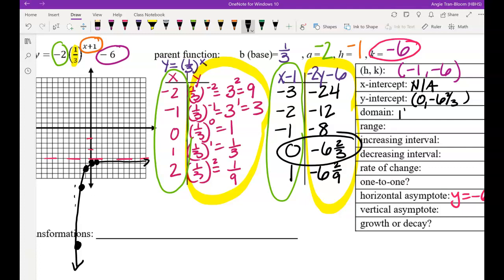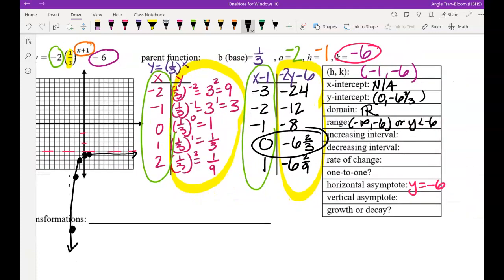Your domain is always going to be all reals. Your range is from -infinity stopping at -6, or you can write y is less than -6. It is an increasing interval. It's increasing over the entire domain, never decreasing. Your rate of change varies. It is a 1-to-1. We do not have a vertical asymptote, so we are going to say NA on that one.